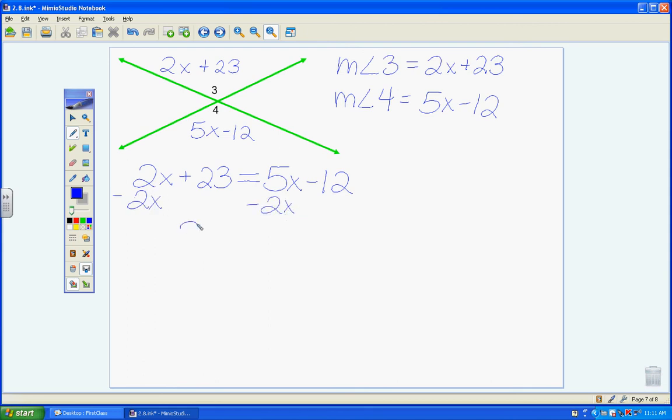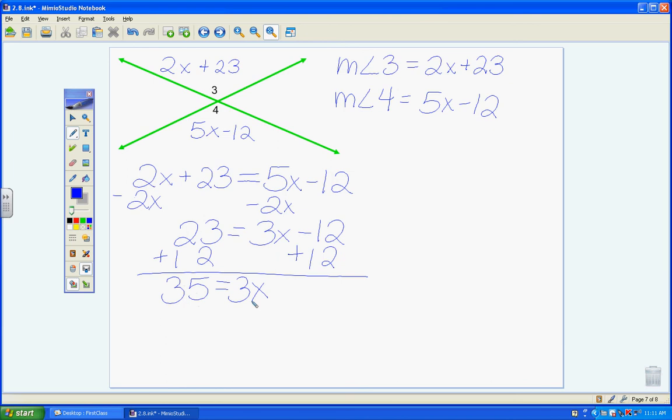So we'll get 23 equals 3x minus 12. Now we're going to add 12 to both sides since it says minus. So 3x equals 35. Divide by 3.